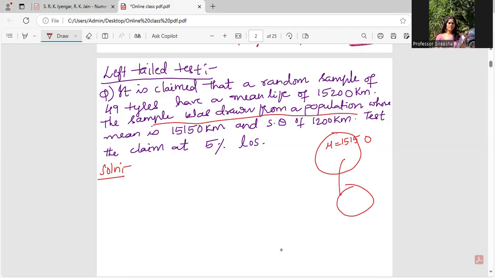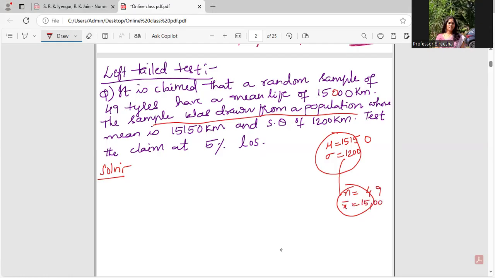Okay, mu is given to me as 15,150 kilometers. Sigma is also given, which is 1200. Now, what else is being given? A sample of 49 tires, so n is given to me as 49. X bar is given to me as 15,000. No standard deviation of the sample is given; directly the standard deviation of the population is given to me.